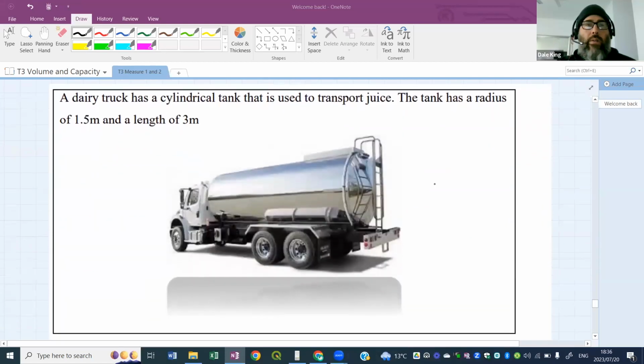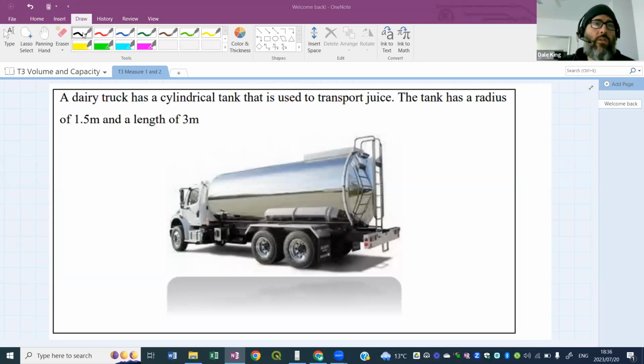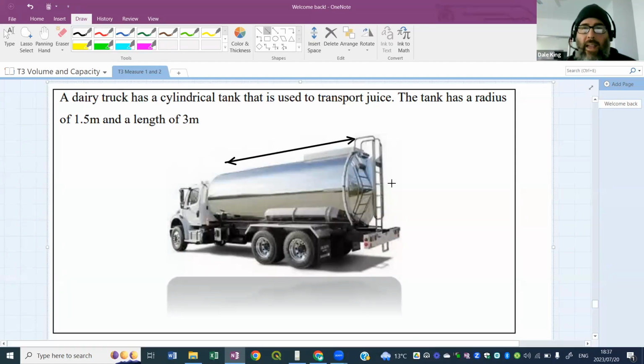Okay, here we go. What do we have here? A dairy truck. A dairy truck has a cylindrical tank that is used to transport juice. The tank has a radius of 1.5 meters and a length of 3 meters. So the first thing I do is I'm going to draw this onto the diagram. I need a dimension there. And I need a dimension here for the radius, right?